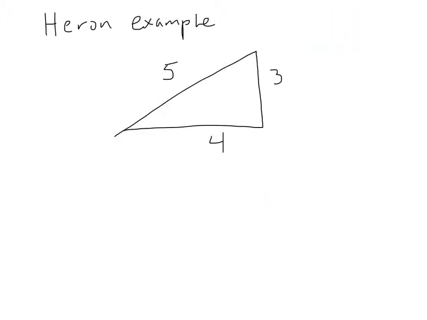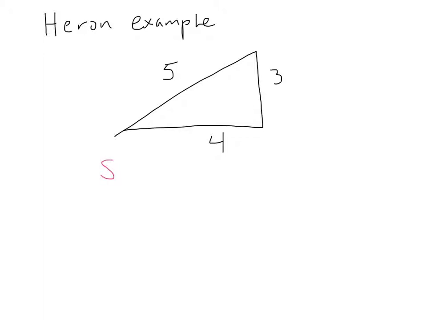So let's do an example. Here's a triangle that we know and love quite well. It's the 3, 4, 5 triangle. That means that we know that this angle here is a 90-degree angle probably. But let's not use that. Let's just use that we know the three sides and try to find the area, which I think should be 6. So the first step, of course, is to calculate that semi-perimeter.